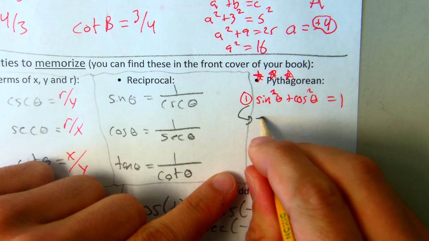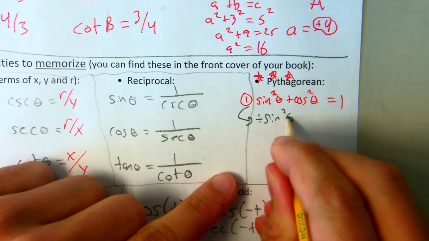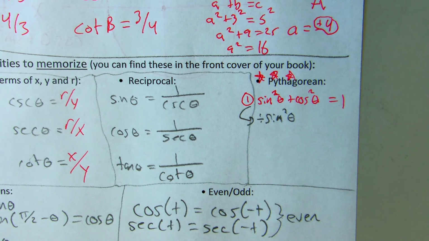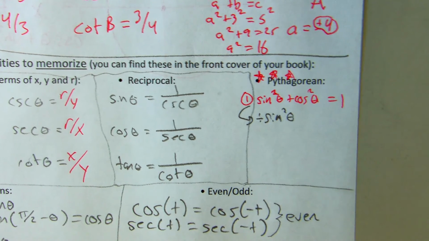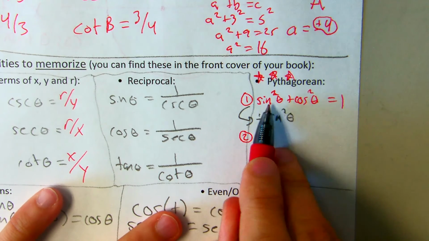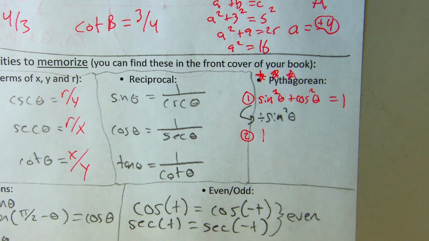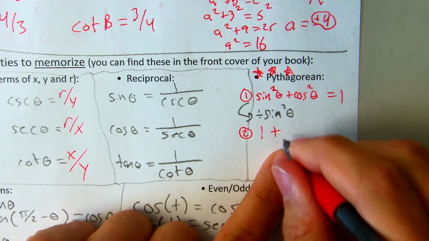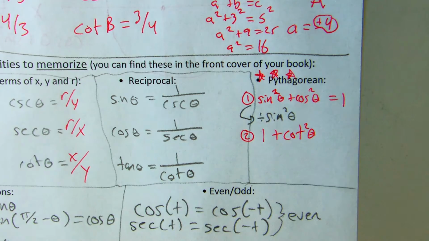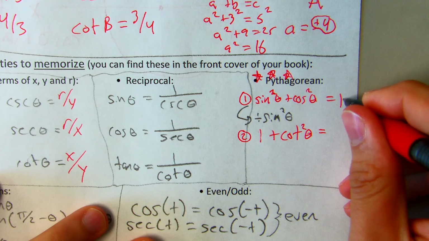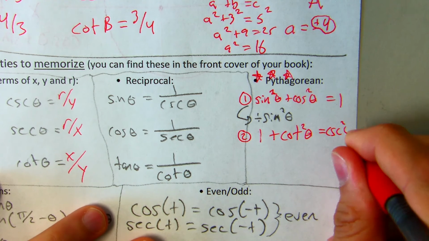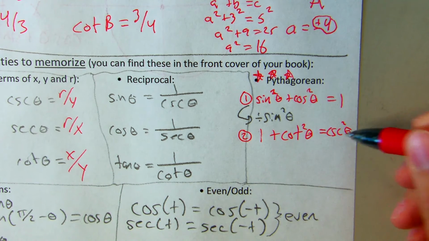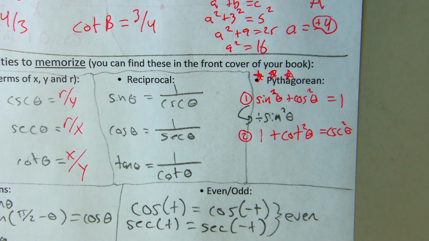So if you took all of these and you divided everything by sine squared, you get the second Pythagorean identity. So if I divided this by sine squared, I get 1. Anything divided by itself is 1. If I divided this by sine squared, I get cotangent squared. Cosine over sine is cotangent. Cosine squared over sine squared is cotangent squared. And if I divide this by sine squared, I get cosecant squared. 1 over sine is cosecant, and 1 over sine squared is cosecant squared.